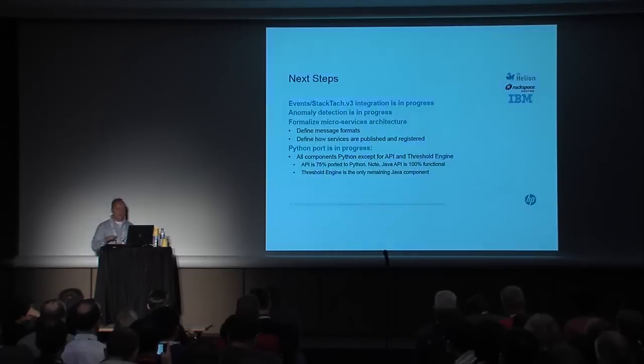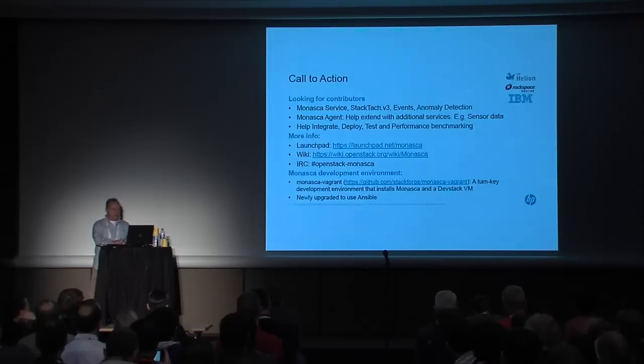The Java API is out there. It's 100% functional, and that's what we're using today. And the threshold engine, which is written using Apache Storm, is completely in Java right now, but we'll look into doing that port after we're done.